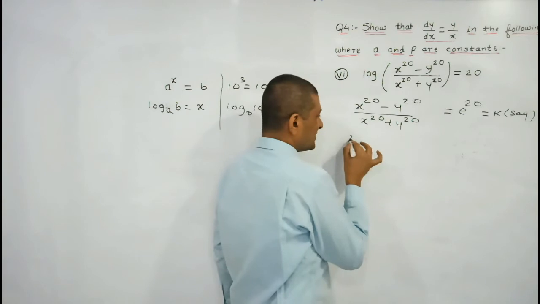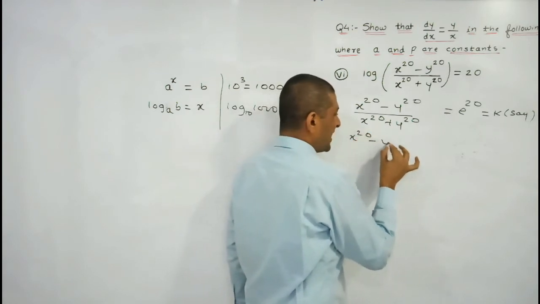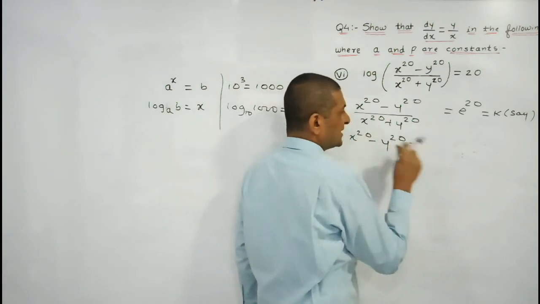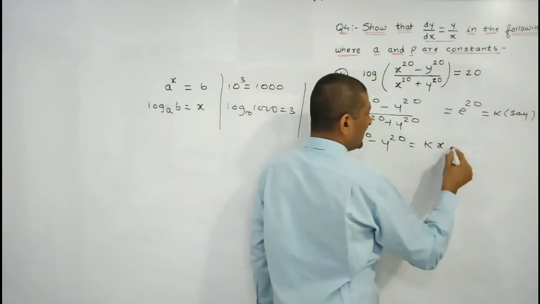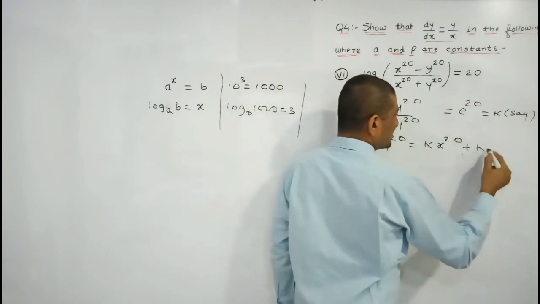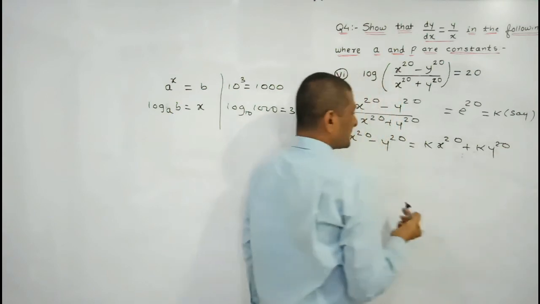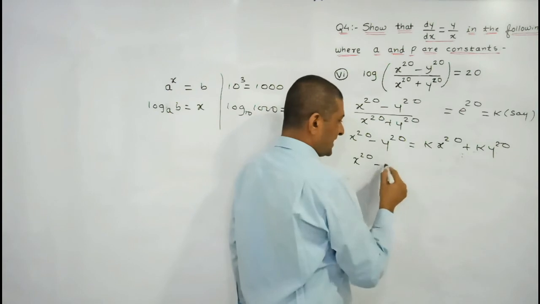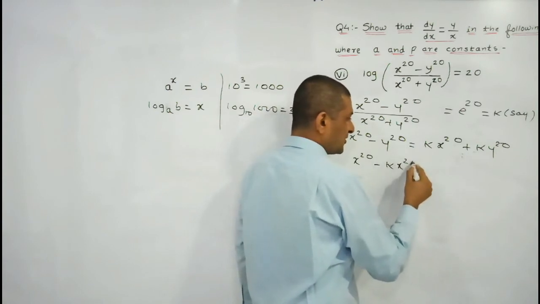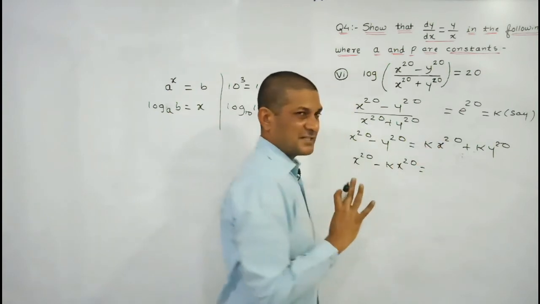So here x raised to power 20 minus y raised to power 20, keep it as it is. And the denominator, if k gets multiplied, what will we get? k into x raised to power 20 plus k into y raised to power 20. Now collect the terms of x on one side, so x raised to power 20 minus k x raised to power 20. Just on the left hand side we have collected the terms of k.